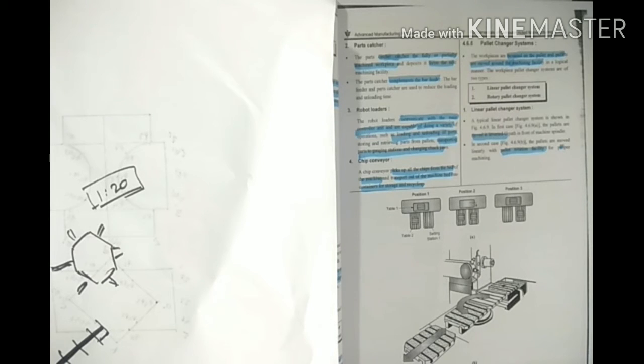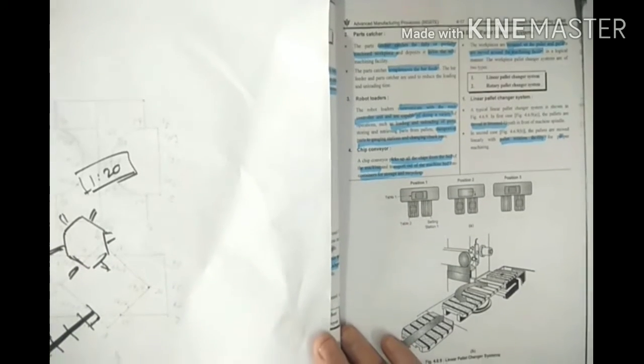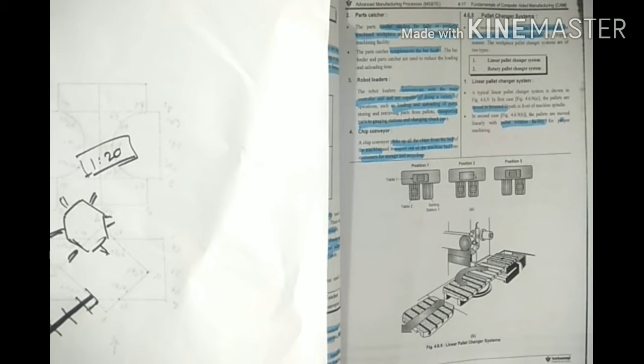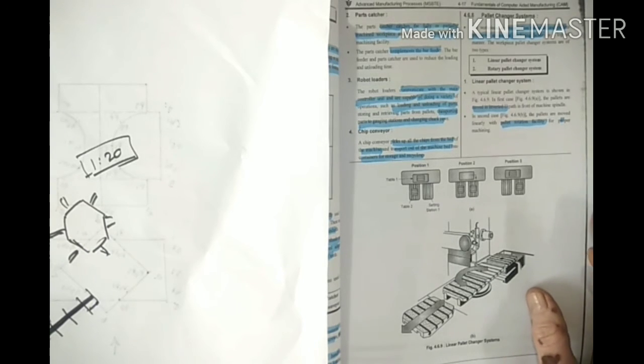The next one is a chip conveyor. Chip conveyor picks up all types of chips from the bed. As we know, in machining chips are formed, and these chips are picked up and carried away from the machine, transported out of the machine bed to a container for recycling. The next one is pallet changer.